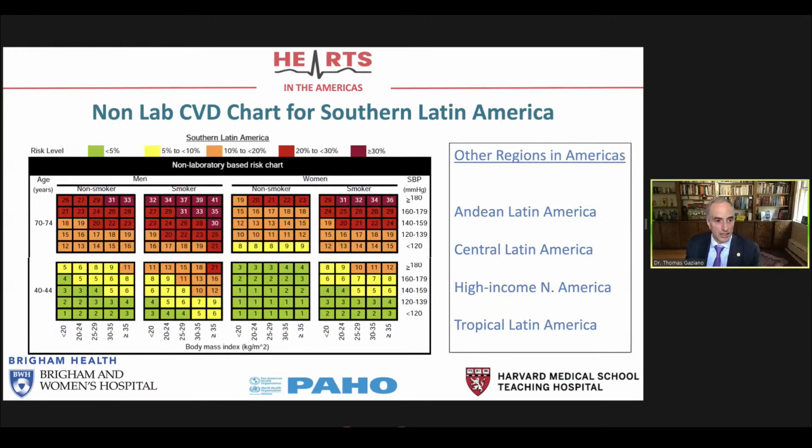So this is the non-lab chart for Southern Latin America. Again, the only difference is it does not have data on diabetes, and it has BMI categories here instead of the total cholesterol values.